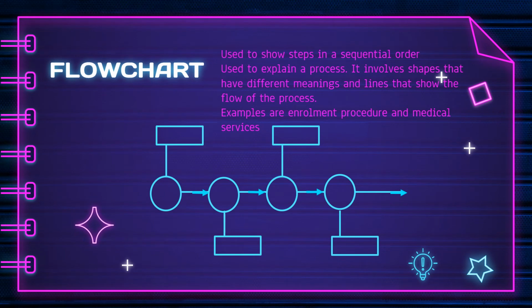Flowchart is used to show steps in a sequential order, used to explain a process. It involves shapes that have different meanings and lines that show the flow of the process. Examples are enrollment procedure and medical services.